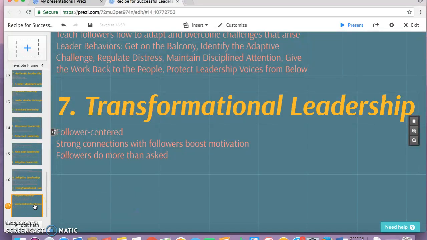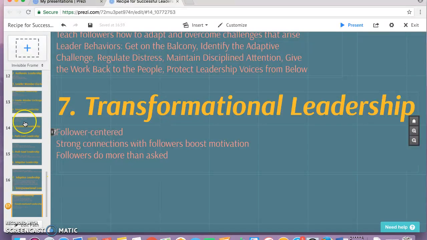And finally, there's transformational leadership. So this is completely follower-centered, and this is when you build strong connections with your followers and boost their motivation, and the followers end up doing more than they're asked to do to achieve their goal. And so this is what I would think would be the ultimate leadership to be able to accomplish, because your followers are going above and beyond what you even ask them to do and getting the job done.